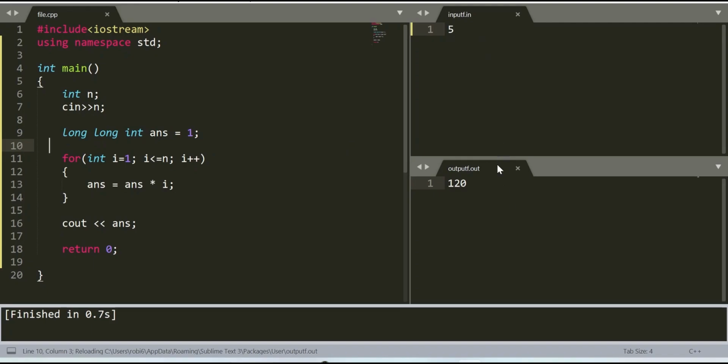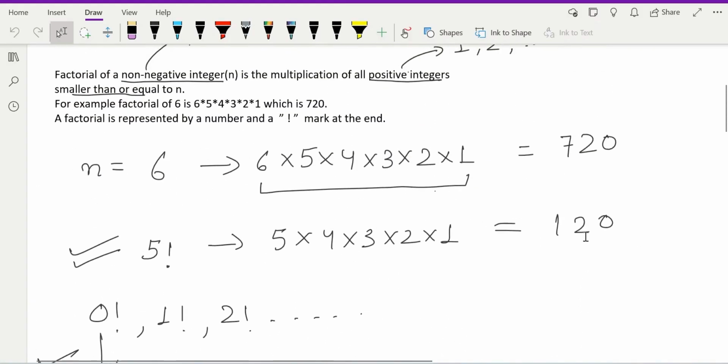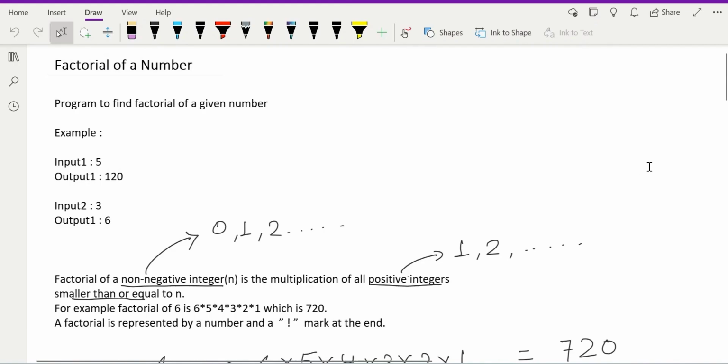So as you can see, the factorial value of 5 was 120, and if you write 6, then it should come 720, and here it is. So the code runs perfectly fine. So this was all about the factorial program.